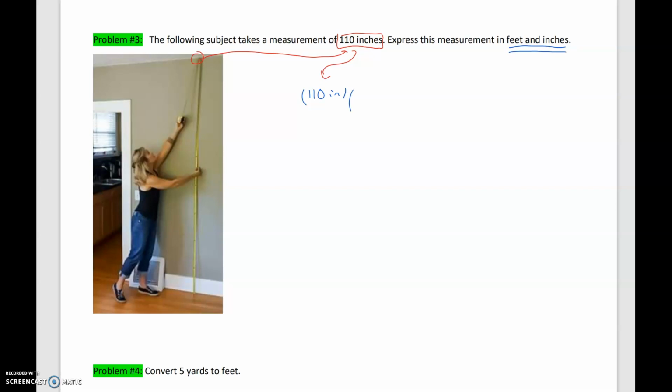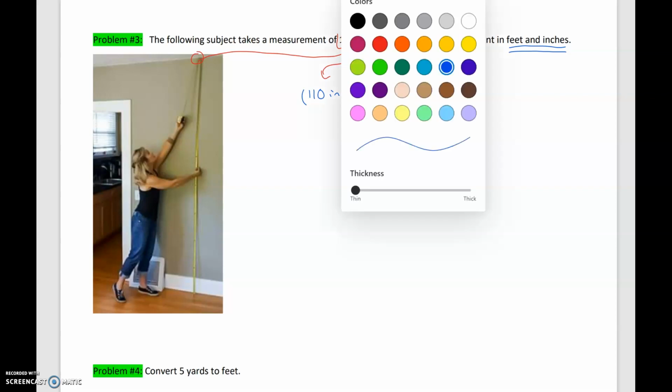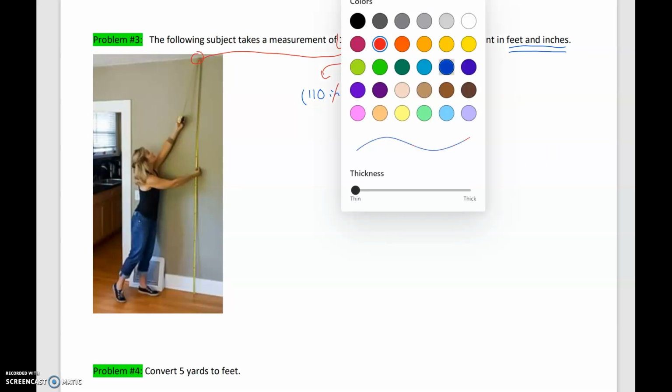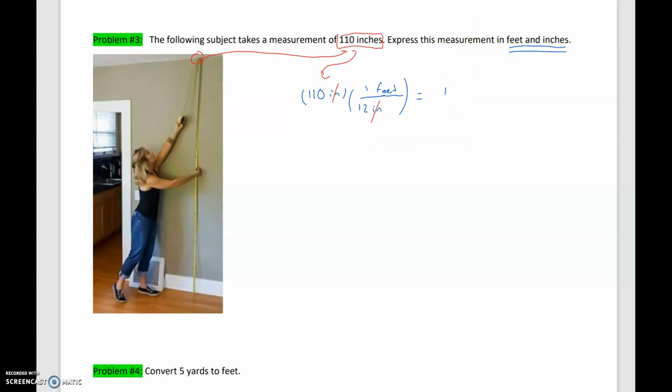So what I'm going to do here is just basically say that 12 inches is equal to 1 foot. Let me just rewrite it as 1 foot. No, I think it's feet, the proper. It sounds weird, but feet. Okay, at this point, we're just going to do the cancellation, and we're left with 110 over the values of 12, it's going to be feet.